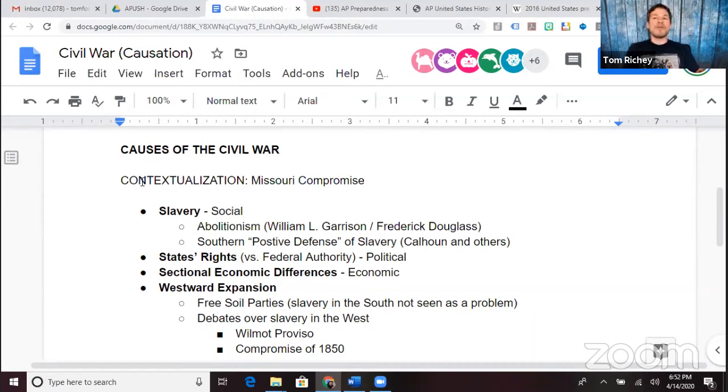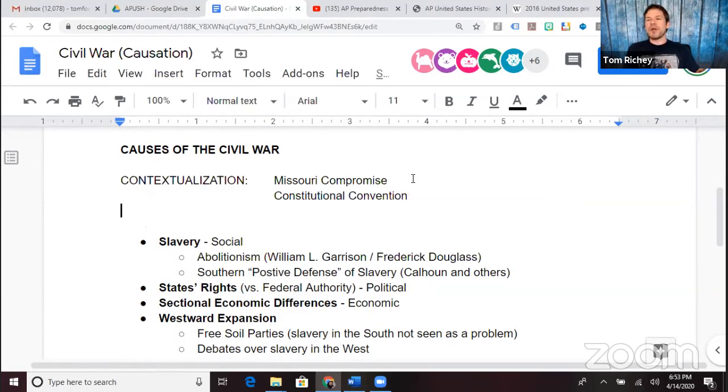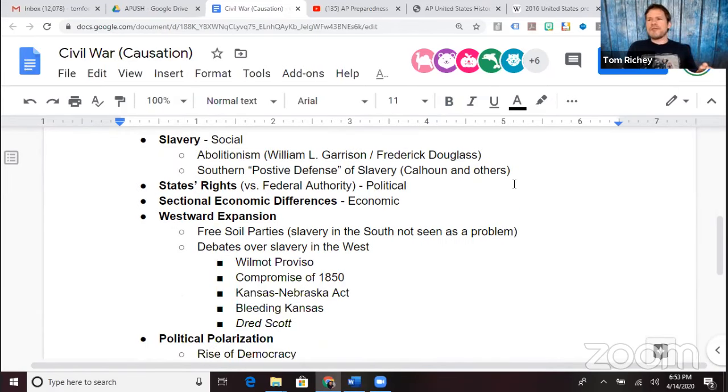Now, you could even go as far back as the Constitution. You could go into the 3/5 compromise in the Constitution. So the Constitutional Convention, you can even reach back there and see what you would have. Also possibly the Northwest Ordinance, especially if you were getting into westward expansion. You could get into any of these things for contextualization. And so you would see the positive defense of slavery.